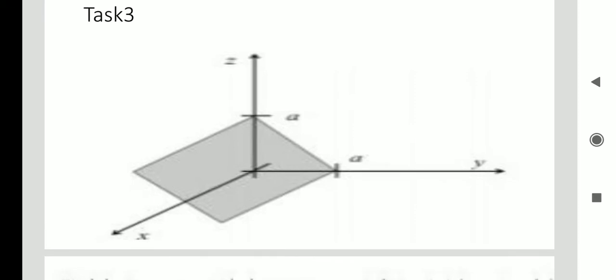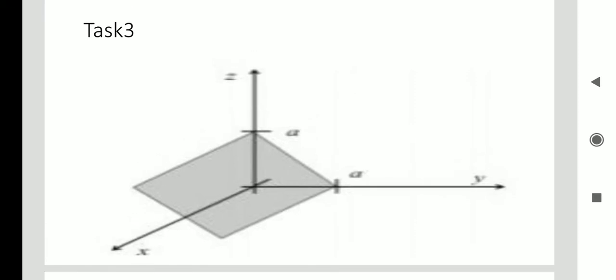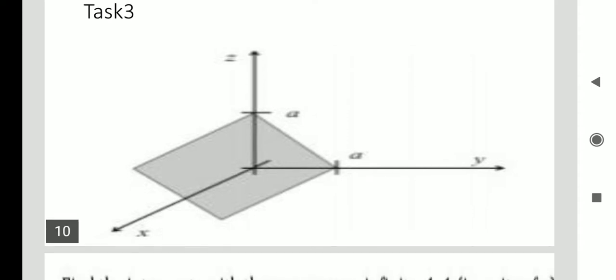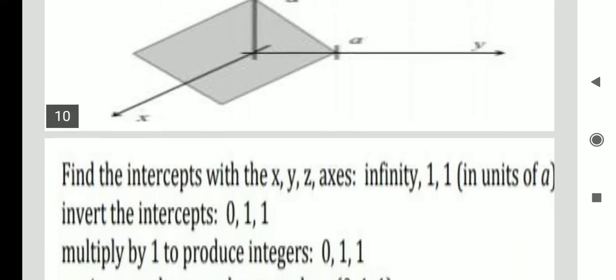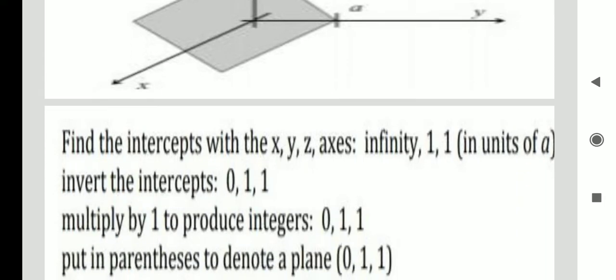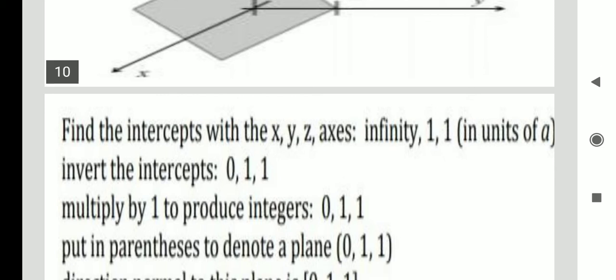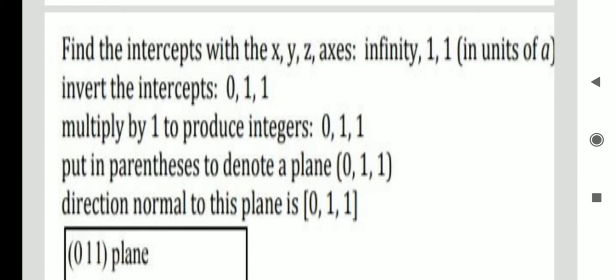And finally, task 3. On x, we are not finding any intercept, so it is called infinite. On the y-axis it is 1, and on the z-axis it is 1. Then what are the Miller indices? On x-axis infinite, y-axis 1, z-axis 1: these are the intercepts. Then the reciprocal form is 1 by infinity, 1 by 1, 1 by 1, that is 0, 1, 1. And finally, the Miller indices are 0, 1, 1.